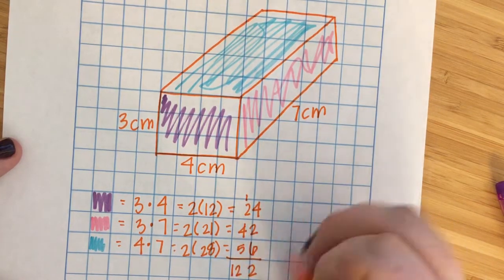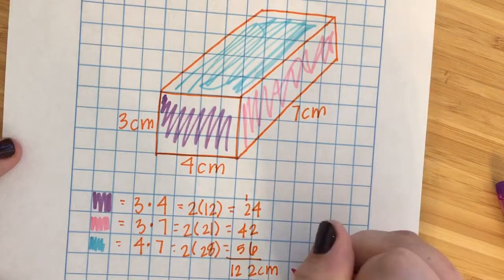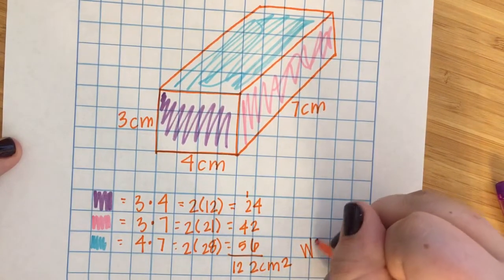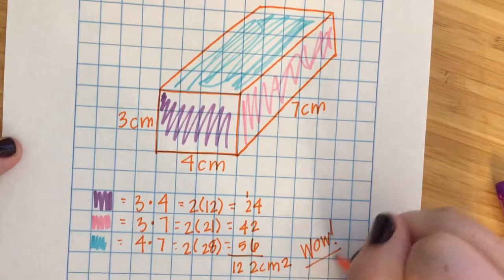Do not worry if you feel like you're taking a long time on this. It's okay. My final answer is 122 centimeters squared. You can do this and we'll work together.